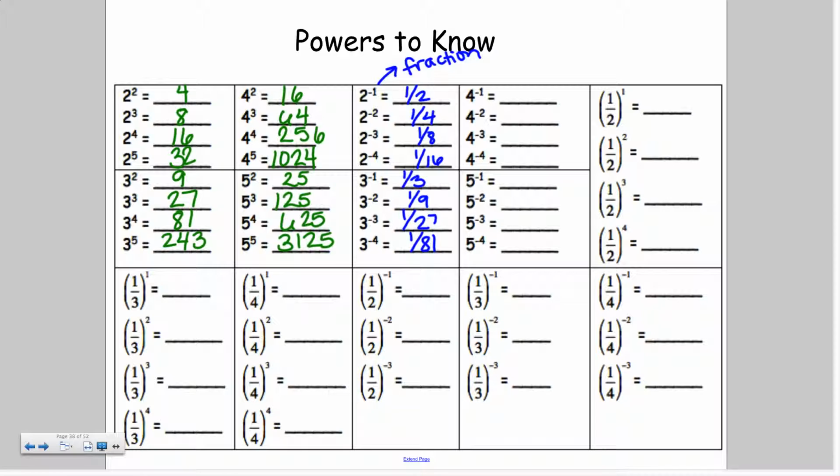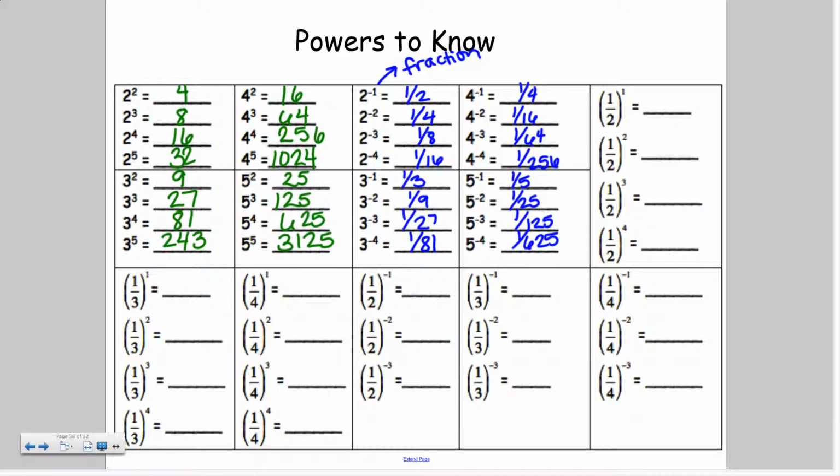Okay, go to the 4s. 1/4, 1/16, 1/64, and 1/256. All right, and then the 5s, 1/5, 1/25, 1/125, and then 1/625. All right, so that takes care of all of the whole numbers. Now we're going to work on the fractions.